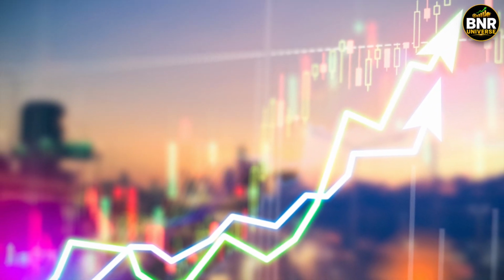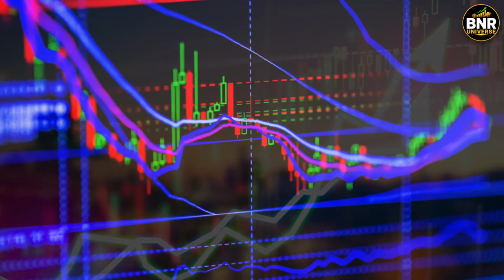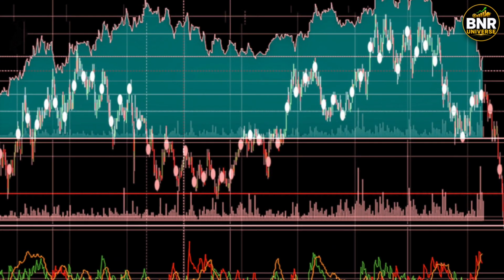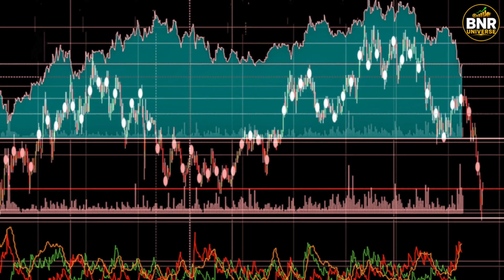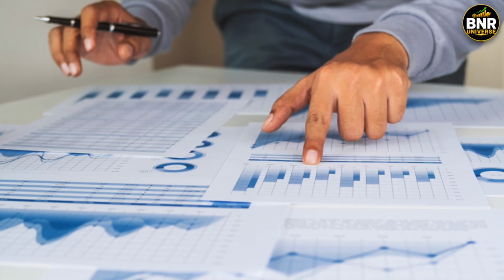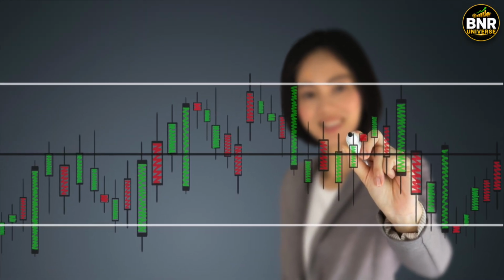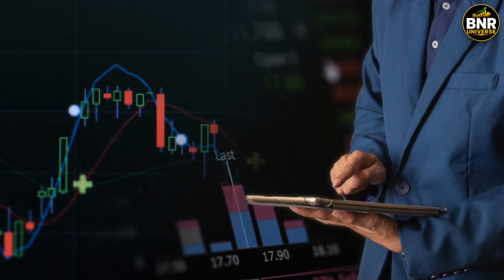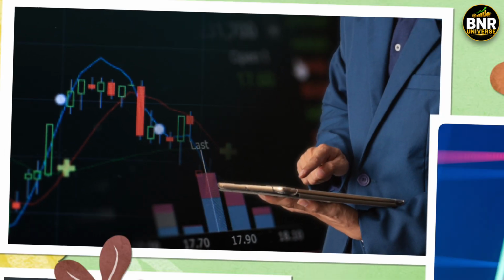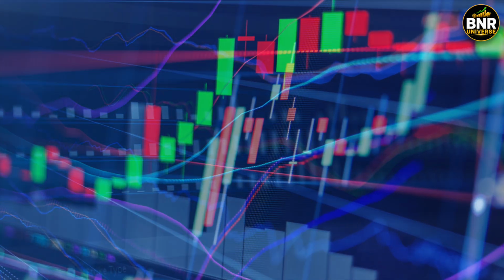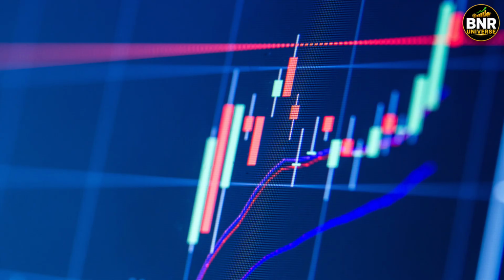Risk management matters. Here's something every beginner should remember. Price action does not predict the future with certainty. No trading strategy wins every trade. Even experienced traders face losses. The difference is that professionals manage risk carefully. They use stop-loss orders. They control position sizes. They never risk their entire account on one trade. Successful trading is not about always being right. It's about managing losses while allowing winning trades to grow.